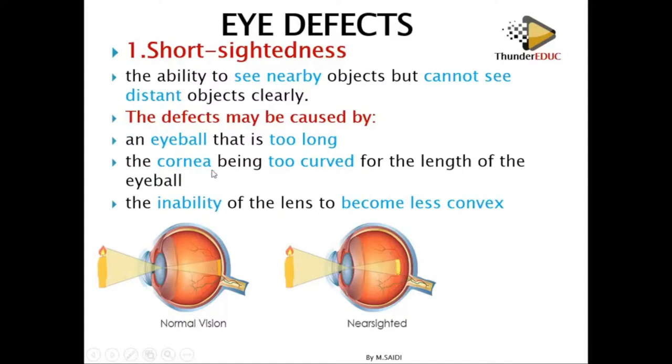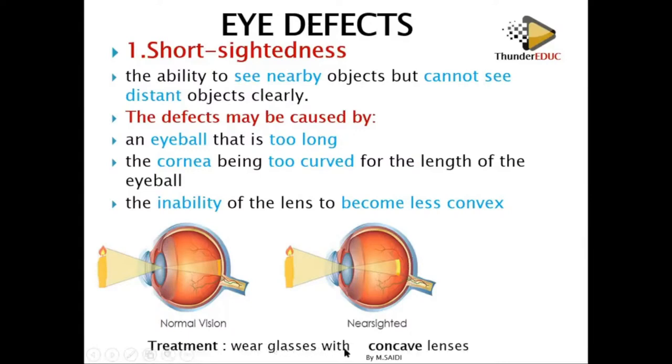and then the image falls in between. Number two, the cornea is too curved. It means that this cornea in front here bends this light more. By the time it falls on the lens, it's already bent too much, and then it ends up forming the image in between. Or number three, the inability of the lens to become less convex. It means that the lens remains big, and then refracts this light more with a high power, and then it forms the image in between. It does not reach the retina.